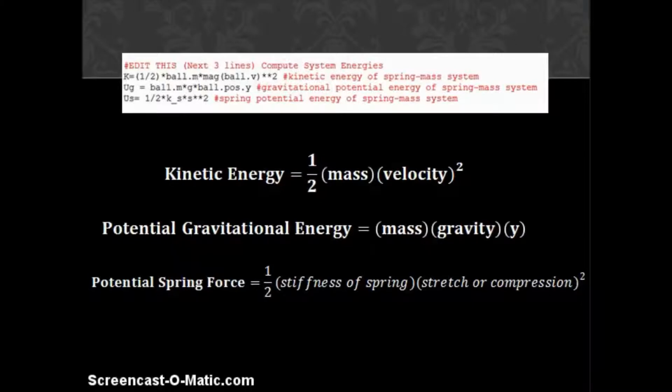The next part of our code simply computed system energies. The first one is kinetic energy, which is 1/2 mass times velocity squared. The second is gravitational potential energy, which is mass times gravity times position y. And the third is spring potential energy, which is 1/2 the stiffness of the spring times the stretch or compression squared.